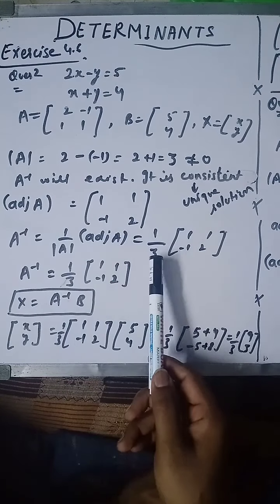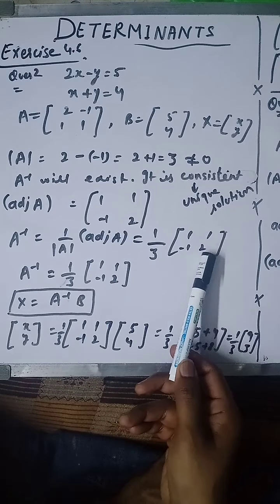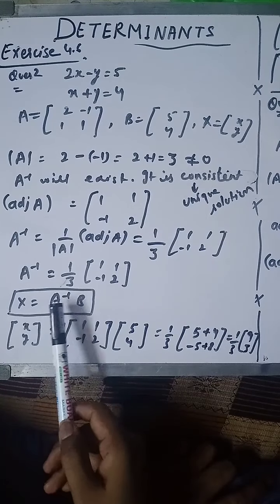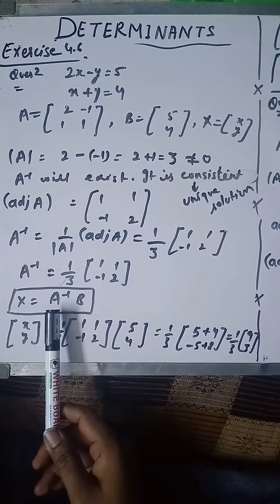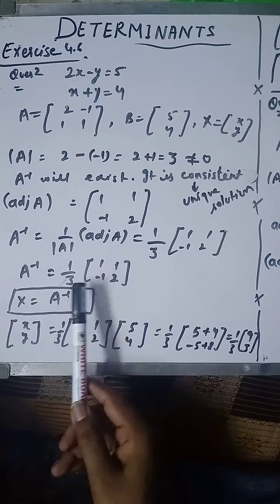So 1 upon A determinant is 1/3, adjoint A is this. You just have to put the values in this formula. So your A inverse is this. As we know that X is equal to A inverse B, this formula, so your X is the column X, Y, your A inverse is this one, here it is. Your B is here it is. So you have to write the value of the B matrix. Now you have to find the product of these two.